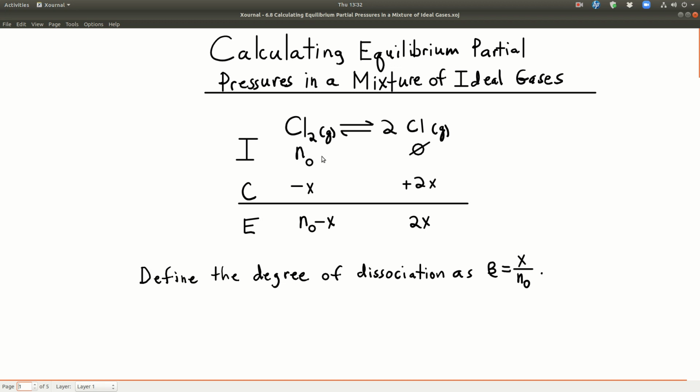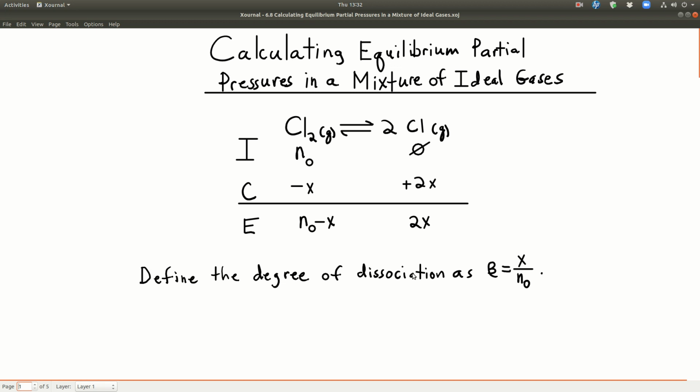So if we call the amount of chlorine that we start with N0, we don't have any atomic chlorine to start with, and then at equilibrium, we'll have lost X. We'll call this X, moles of chlorine. X stands for moles of chlorine lost, which means we make 2X moles of atomic chlorine. And so at equilibrium, we'll have N0 minus X moles of chlorine and 2X moles of atomic chlorine.